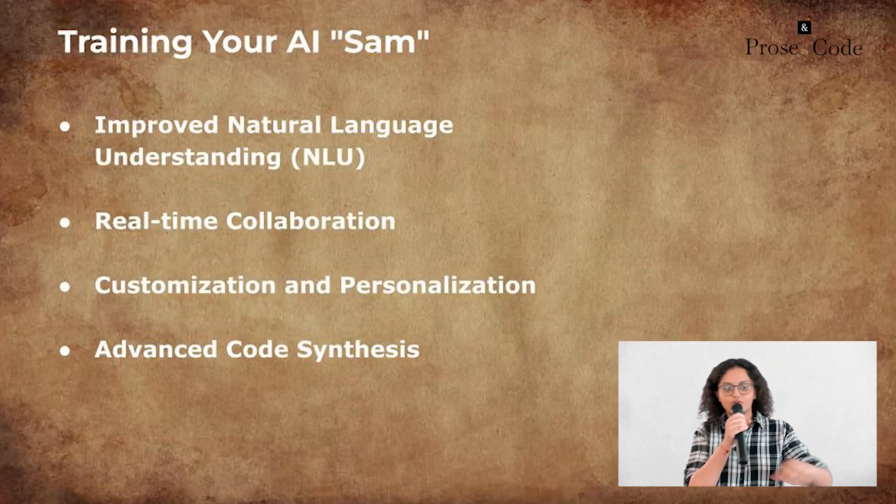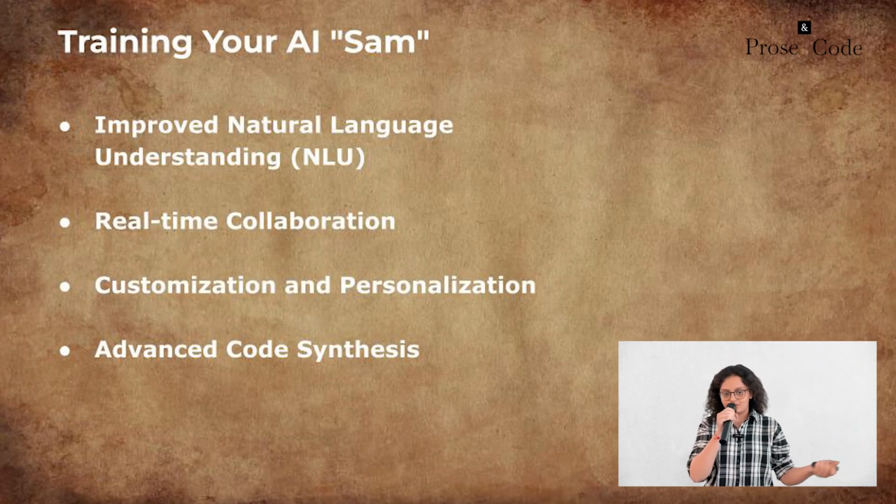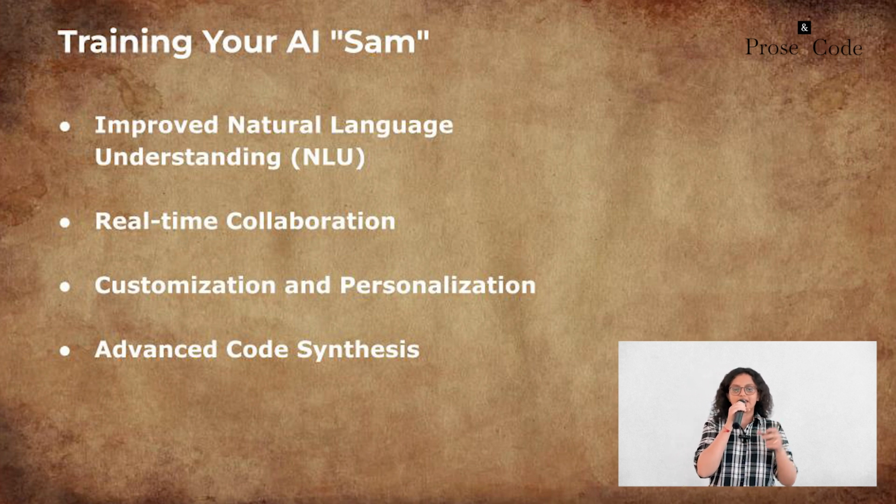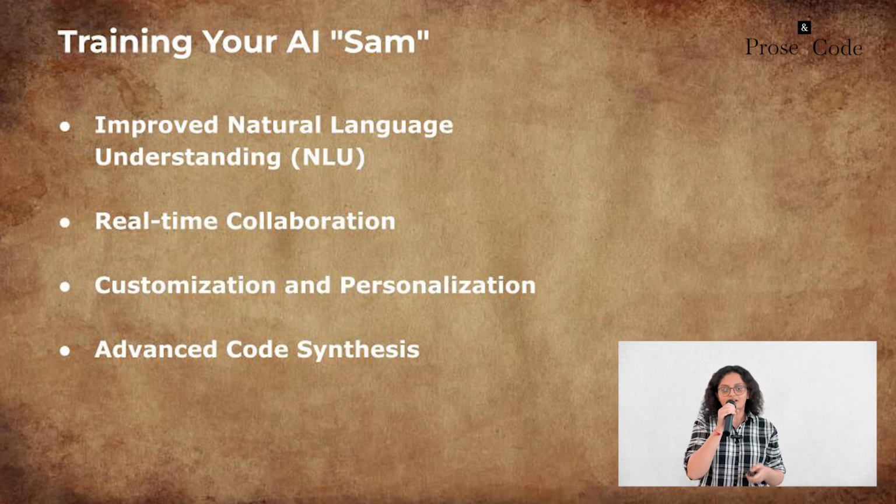For the next few steps, I will talk about training your SAM. If you're familiar with it, AI needs to be trained in order to work more accurately. These are the few things that are required to train your SAM, or your programmer. It is required that it has more natural language understanding, more real-time collaboration, customization or personalization. If you want it to look and feel a certain way, we can do it, and advanced code synthesis.